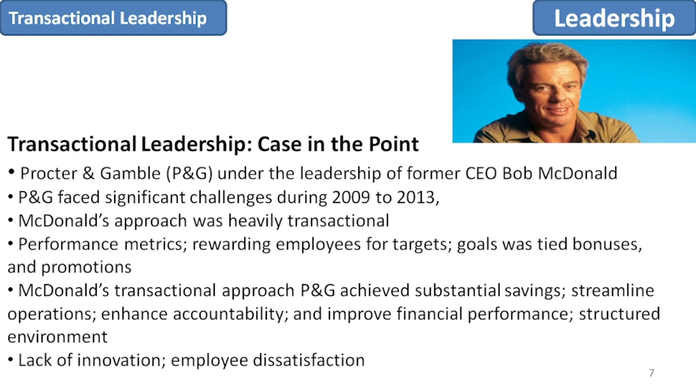A notable example of transactional leadership in this sector is seen in Procter & Gamble, P&G, under the leadership of former CEO Bob McDonald. During McDonald's tenure as CEO from 2009 to 2013, P&G faced significant challenges, including slowing sales growth and increased competition. McDonald's approach was heavily transactional, characterized by setting clear, measurable objectives and using performance metrics to guide operations. His leadership style focused on rewarding employees for achieving these targets and penalizing them for underperformance.